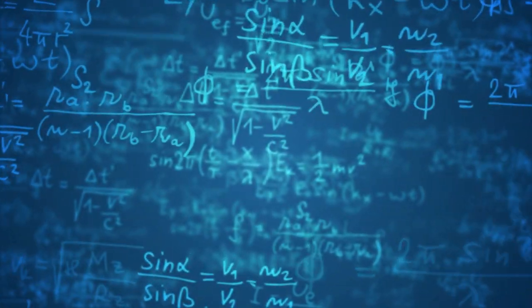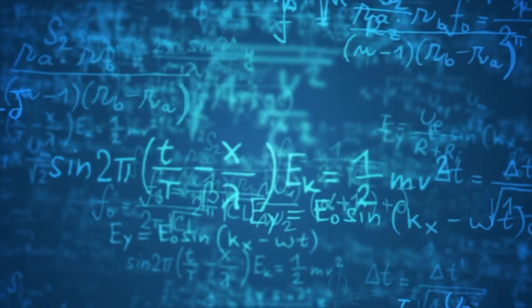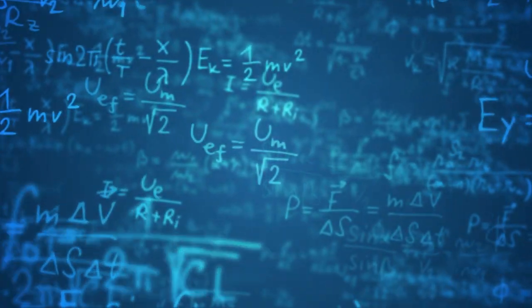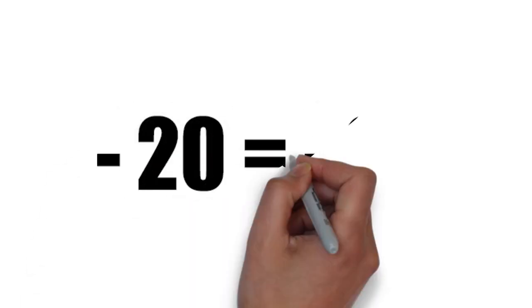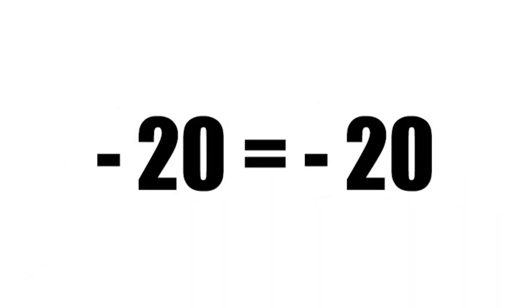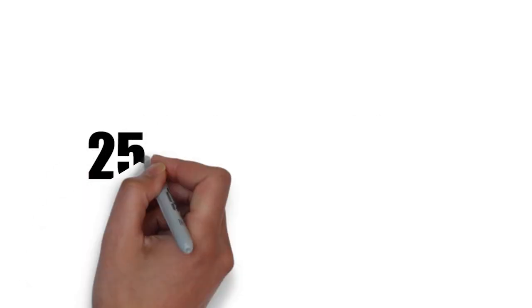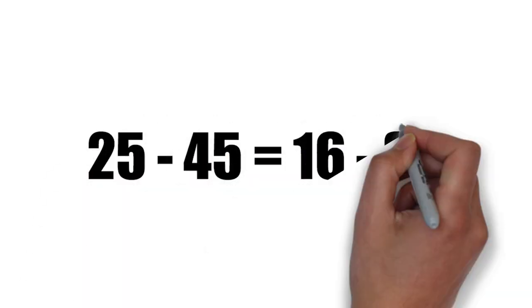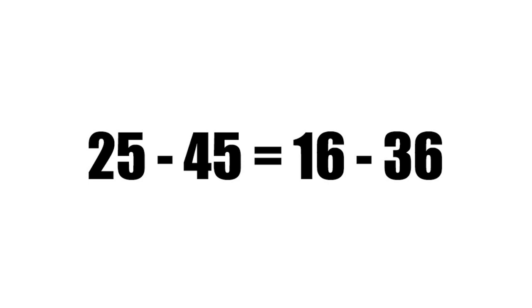Now let's jump to the mathematical method of proving that 2 plus 2 can be 5. To begin, we will write minus 20 on both sides, and then we will replace minus 20 with such numbers that are equivalent to minus 20 on both sides. Now on the left-hand side, minus 20 can also be written as 25 minus 45. And on the right-hand side, we can write minus 20 as 16 minus 36.